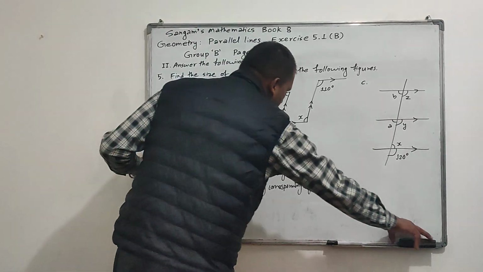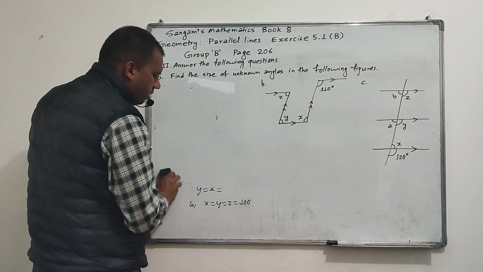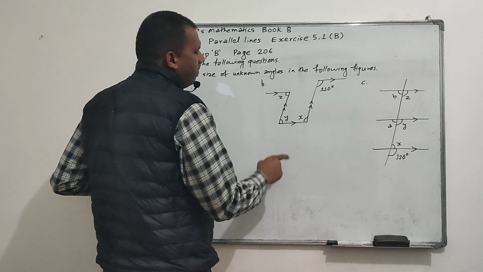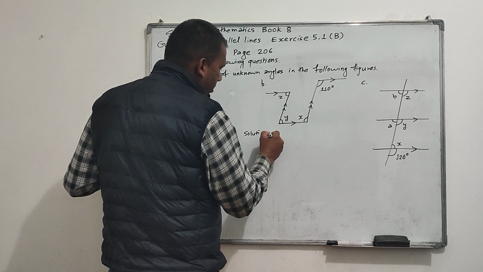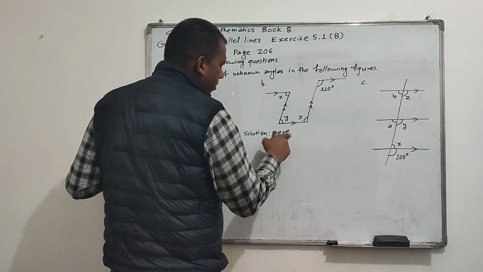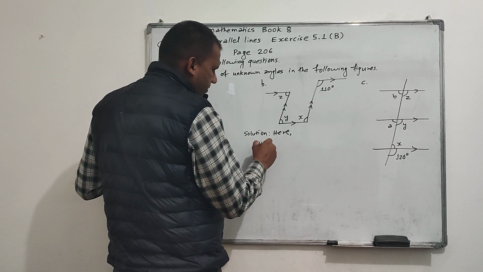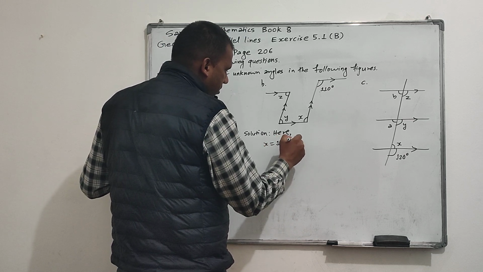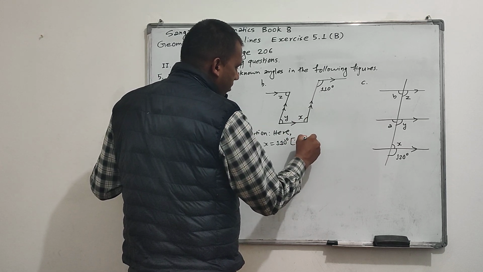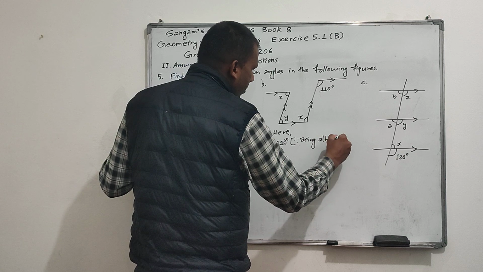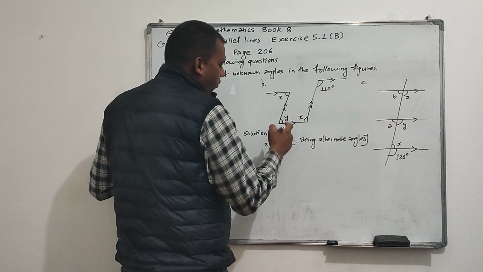Now, next question for B. On B, we have to find the value of x, y, z from this figure. Now, its solution here. X and 100 are quadrant angles, so we can write x equal to 110 degree because being alternate angles. Then x and y are co-interior.